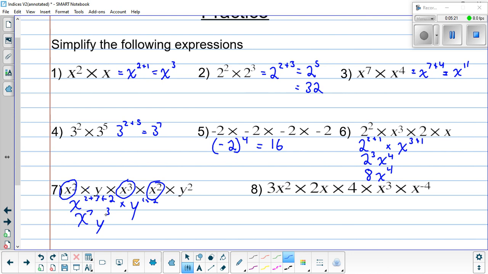And lastly, we can do 3 times 2 is 6, and 6 times 4 is 24. And then we have x to the 2 plus 1 plus 3 plus, well, we're adding on a negative 4. Don't really know what we're doing with this negative 4, but we can still apply the rule to it. It doesn't change. Just because it's a negative 4 here, we can still add a negative. So here we're going to get 24, x to the 2 and 1 is 3, 6 minus 4 is 2.